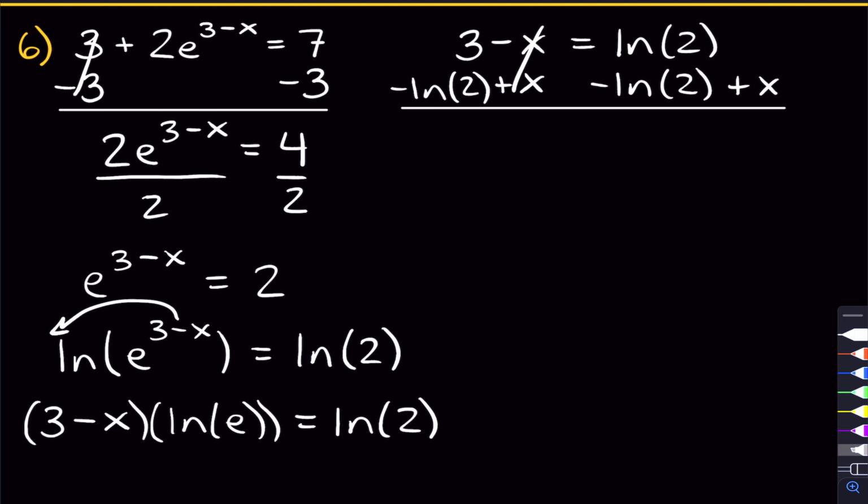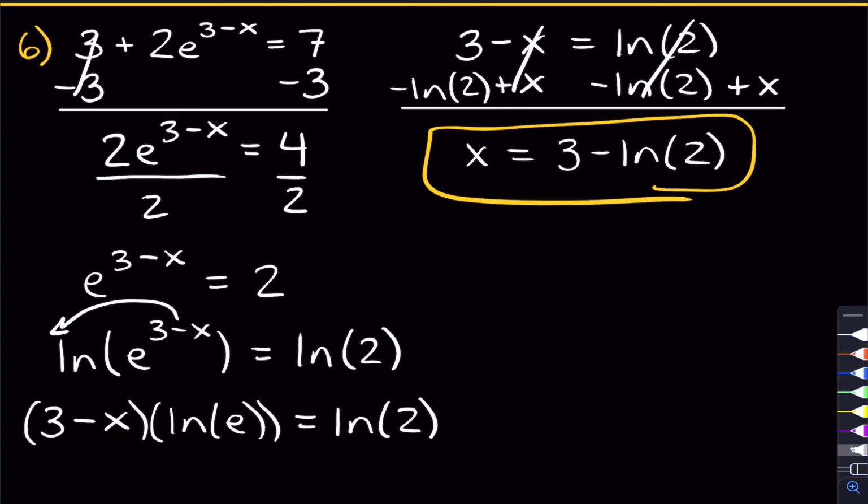So I don't know if I'm just weird, but that's how I do it. So on the right side, we have an x, and that x is equal to 3 minus natural log of 2. And for me, I would say that's a quicker way of doing it, but maybe you disagree. I don't know. Either way, the problem's solved.